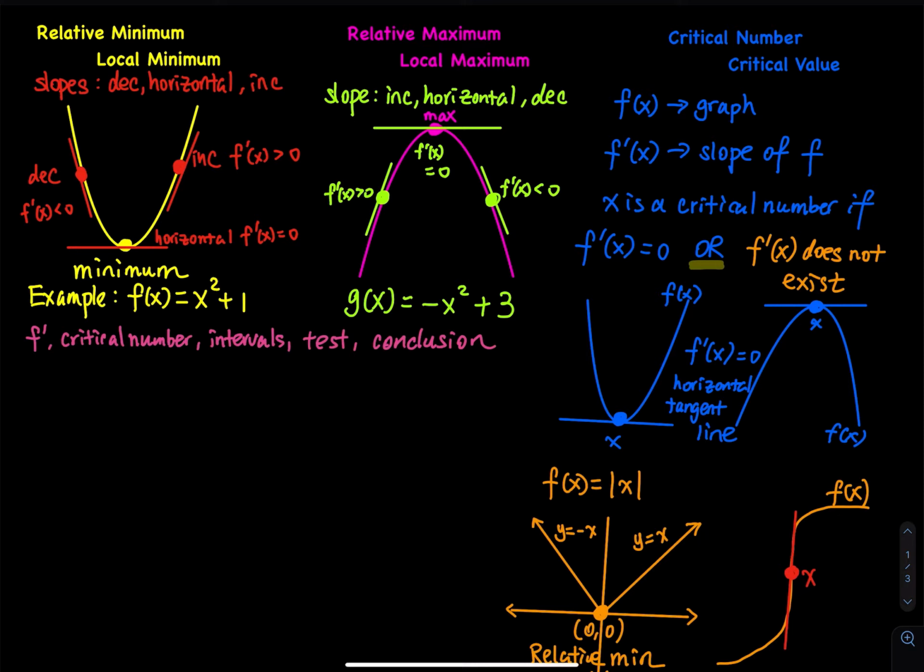So for critical number, this is very important in finding minimum and maximum. So first of all, f of x, you get a graph, right? So back to elementary or intermediate algebra, you get a function. So let's say f of x equals x squared, and then you draw a graph. So f of x is a graph.